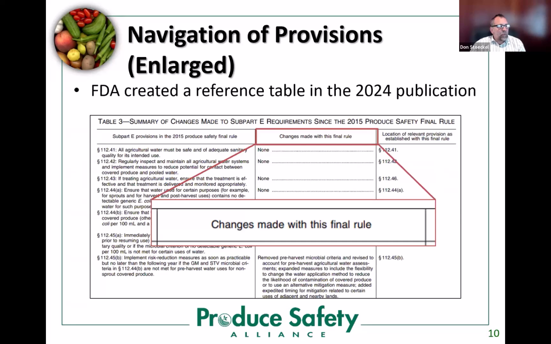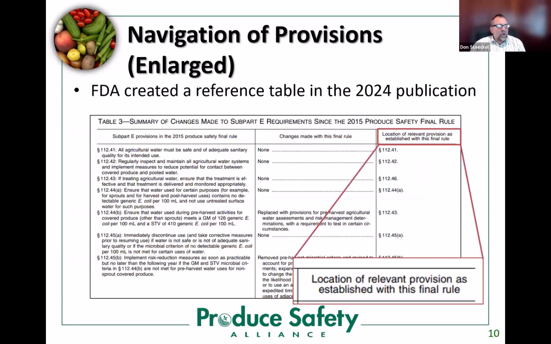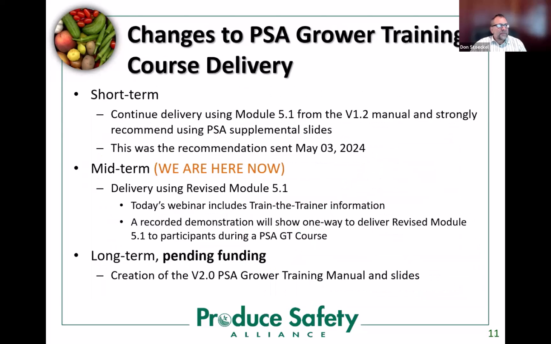The second column is what changes were made in 2024. And then the third column is the location of the provision in the final rule. So you can use that as a handy dandy cross-reference.